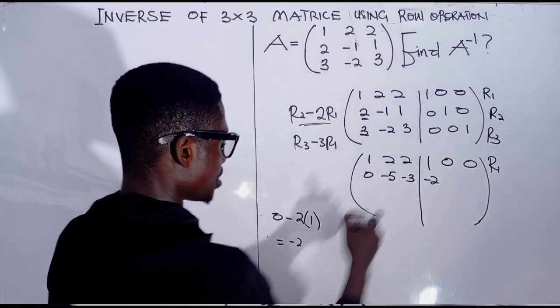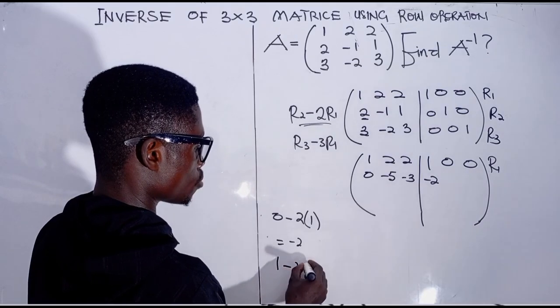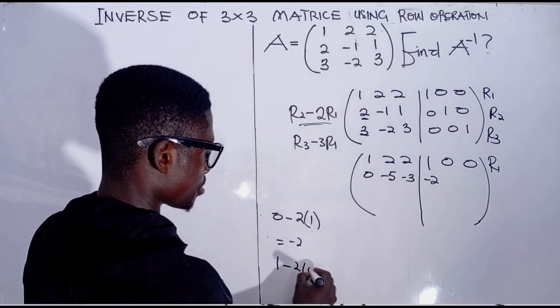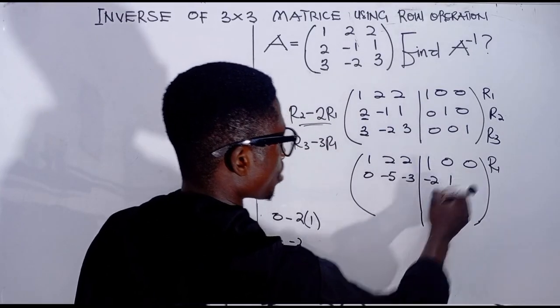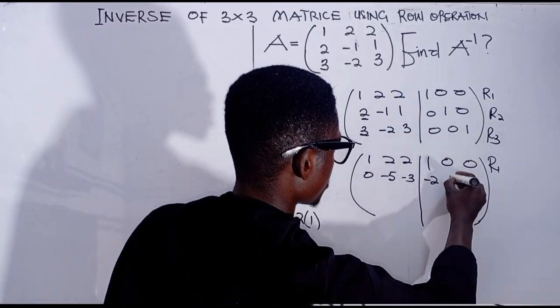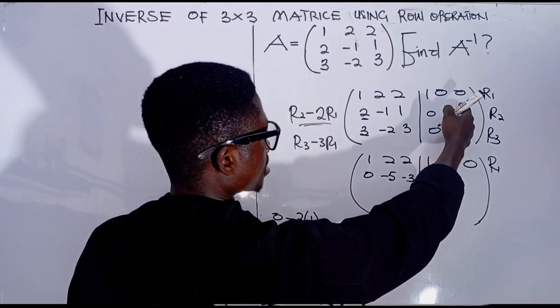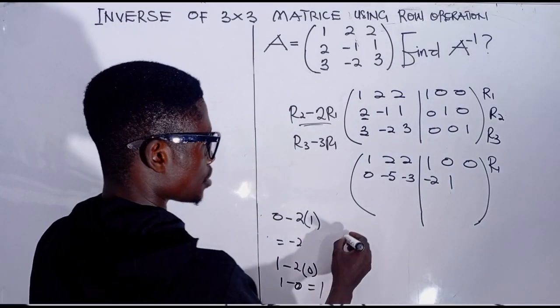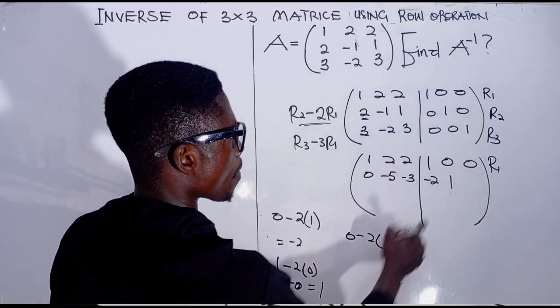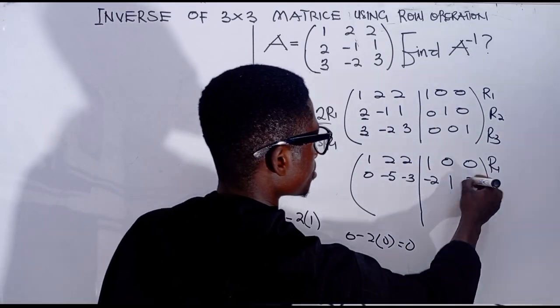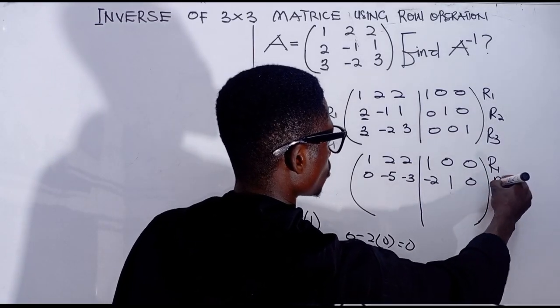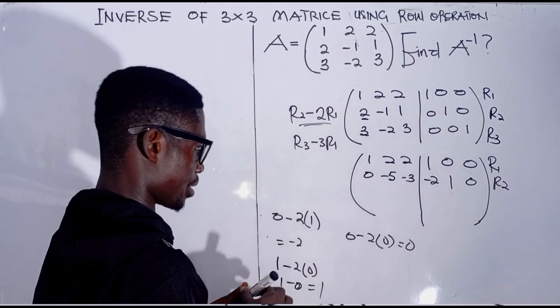Then look at this entry. We have 1 minus 2 times R1, which is 0. So we have 1 minus 0 to give us 1. So we have 1. Then look at this particular entry, which is 0. So we have 0 minus 2 times 0. This is giving us 0. So we are done with row 2. Then move on to row 3.